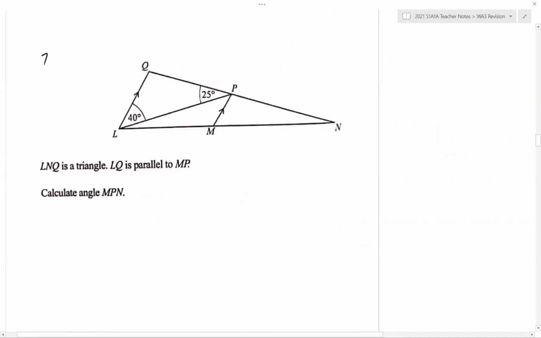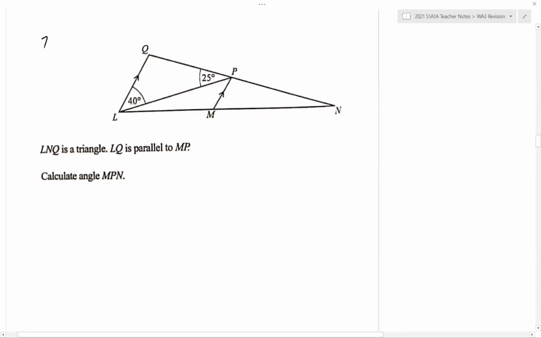Moving on to question 7. Don't worry if you haven't finished copying. This is not a copying session. I'd rather you think and learn and do your questions at home.